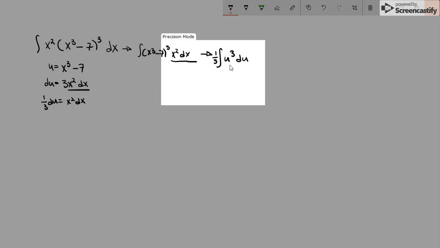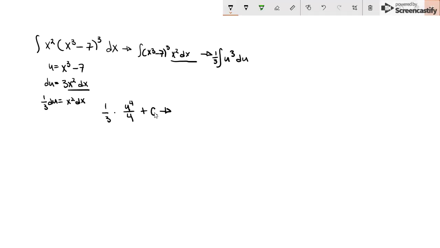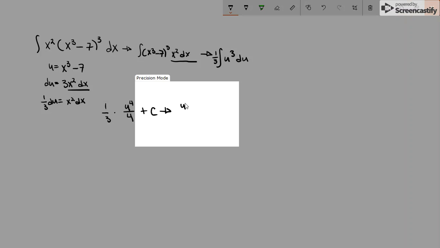Now look how easy this integral is. All you have to do is raise this to an extra power and divide by that same power, right? So let's do that. So the integral of u cubed is u to the fourth over 4, right? Plus c, because this is an indefinite integral, right? And so now you simplify even more, you multiply your fractions. So it's u to the fourth over 3 times 4 is 12, plus c.